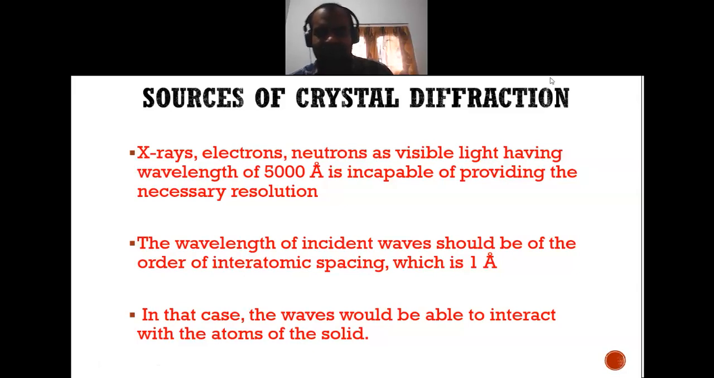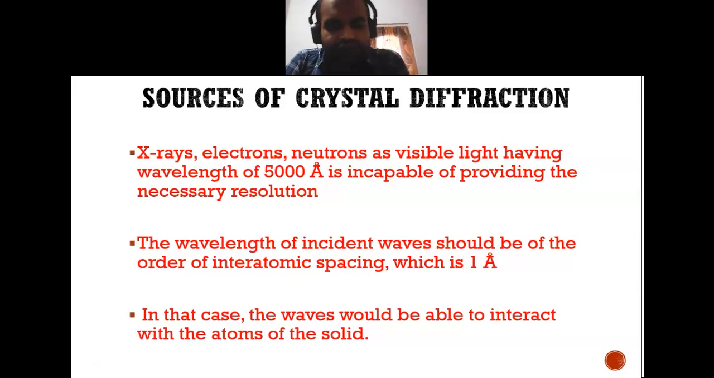So in order to compensate for that problem, we have to use those sources whose wavelengths are comparable to the interatomic spacing. What are those sources? Those may be X-rays, electrons, and neutrons. Let me go to the next point. The wavelength of incident waves should be of the order of interatomic spacing, which is 1 angstrom. The incident wave means be it X-rays, electrons, or neutrons.